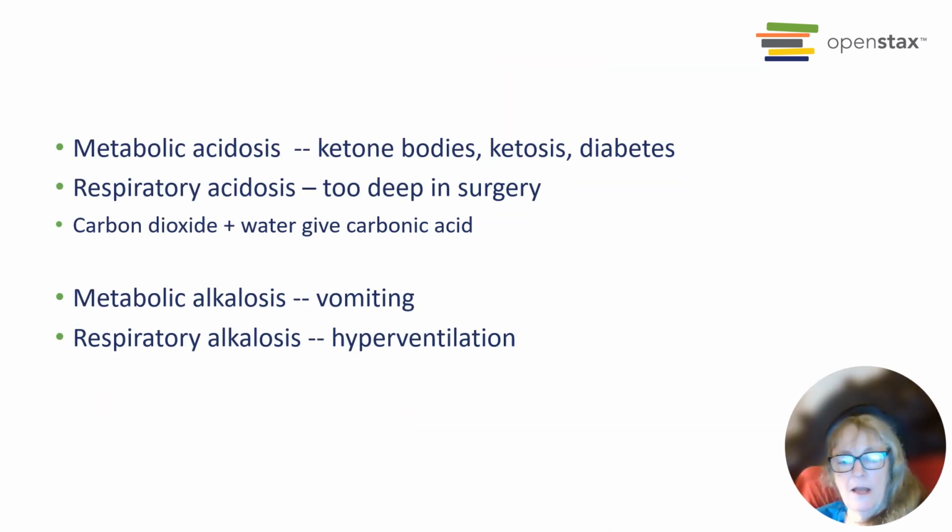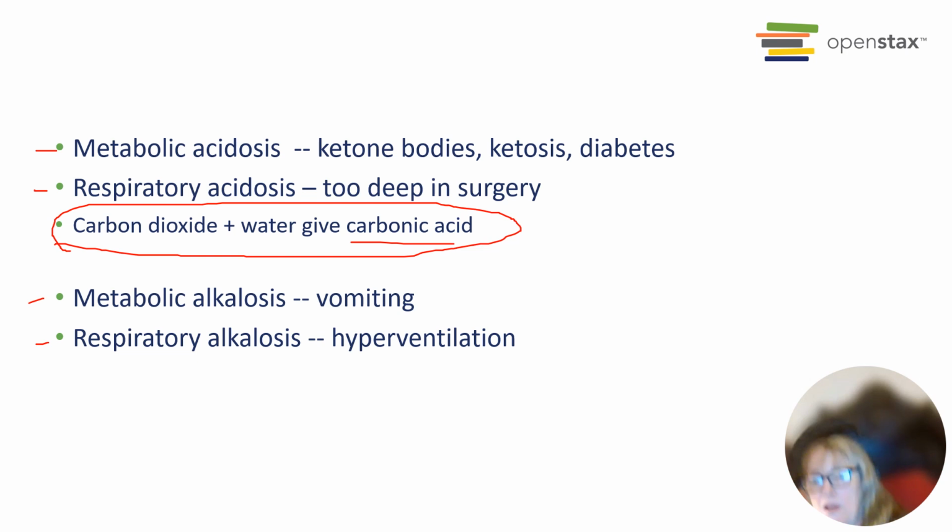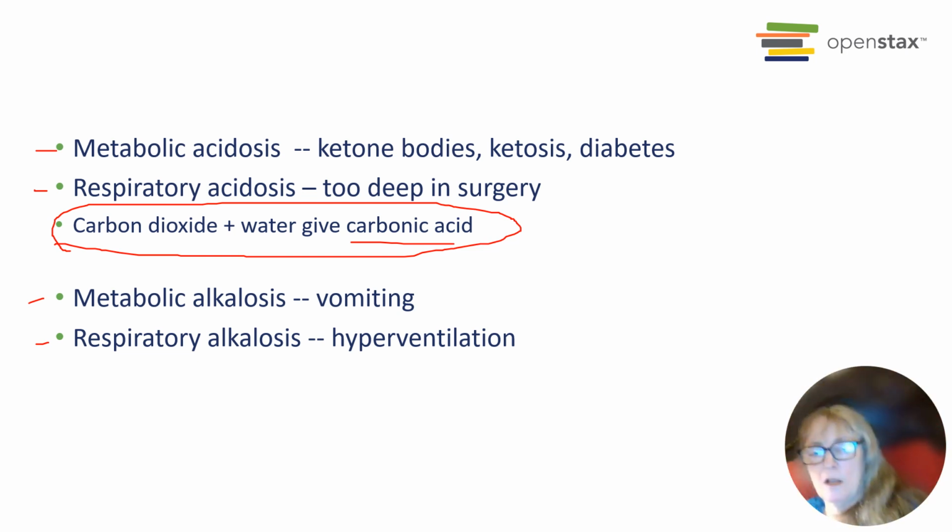We talked about acid and base a little bit. We're going to talk about the types of acidosis and alkalosis. They come in metabolic and respiratory, both alkalosis and acidosis. If you keep this little formula in your brain, you can never forget it and you'll remember the whole thing. When carbon dioxide mixes in water, it gives you carbonic acid. I would have put this up as a formula, but I couldn't make my computer do the arrows. If you can remember that, you can remember everything.